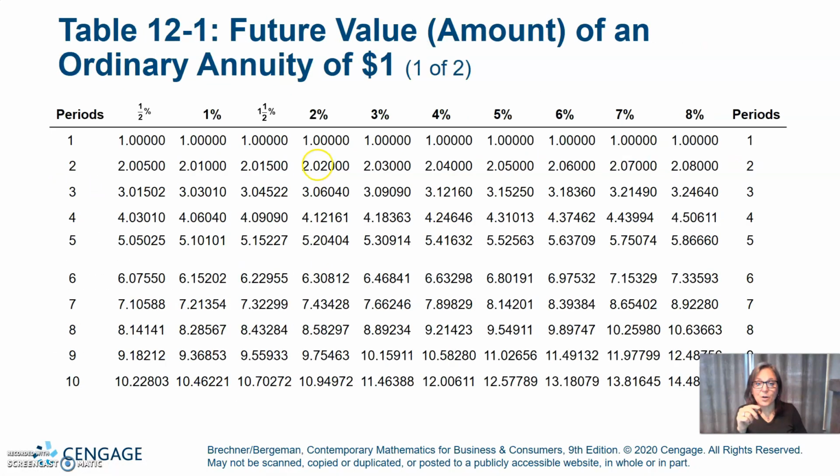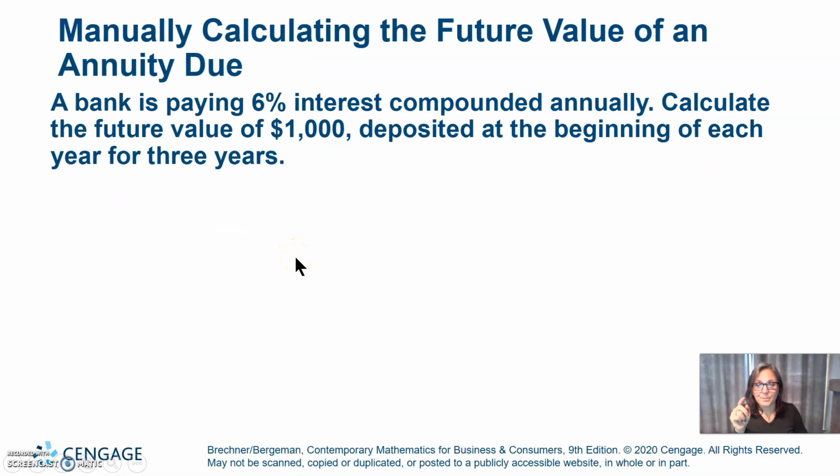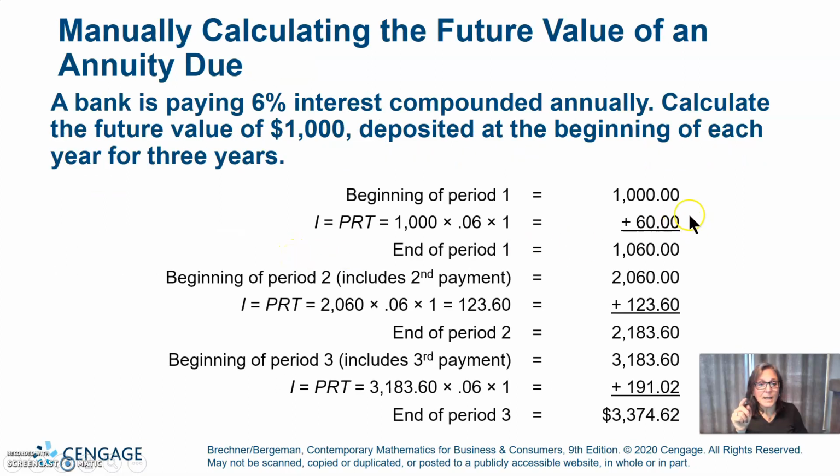So we're going to go back up to the chart. It's 6%, so for 3 years it's 3.1836. And let's go back. And so now, I'm sorry, we have to do it manually. I jumped ahead. So let's just do it manually.